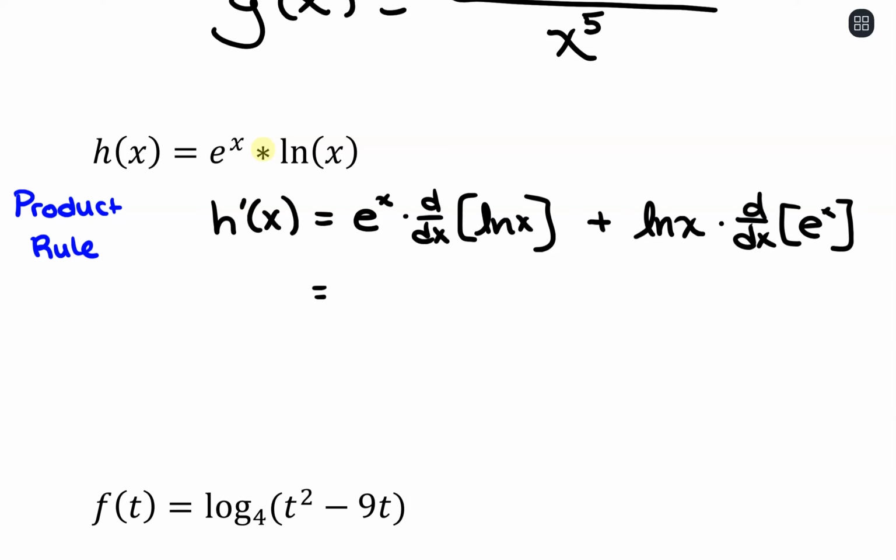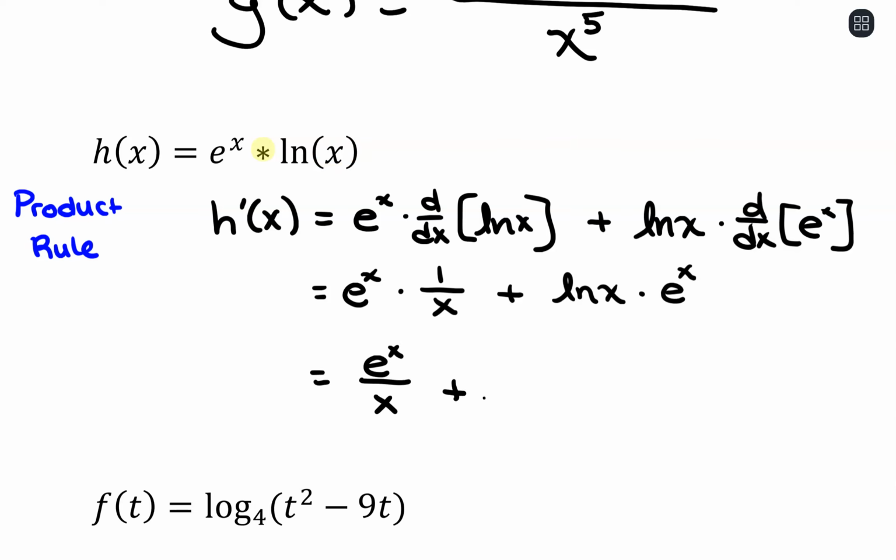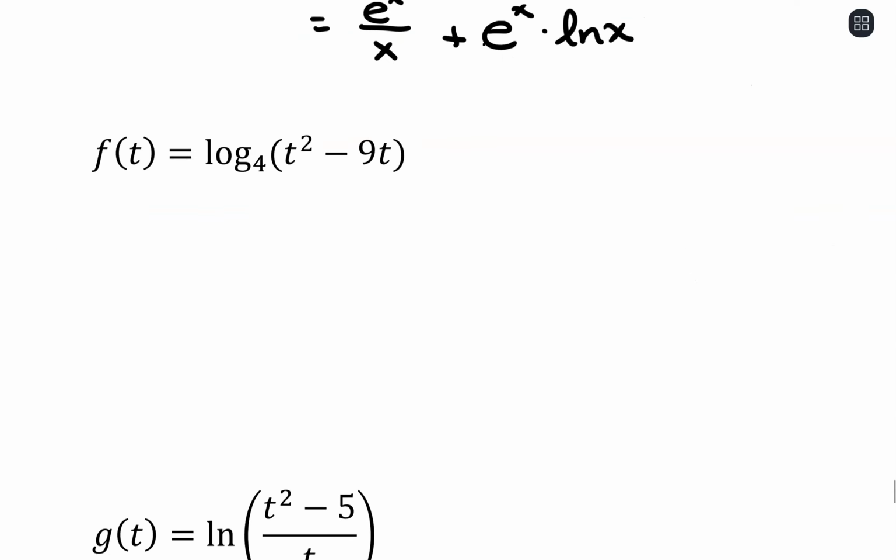Okay, so keep that e to the x. Derivative of natural log of x is just 1 over x. Then we're going to go plus natural log of x times the derivative of e to the x, which is just e to the x. No chain rule here since we weren't doing anything special in the exponent or inside the logarithm. So this right here is just e to the x over x plus, let's put the e to the x first, e to the x times natural log of x.